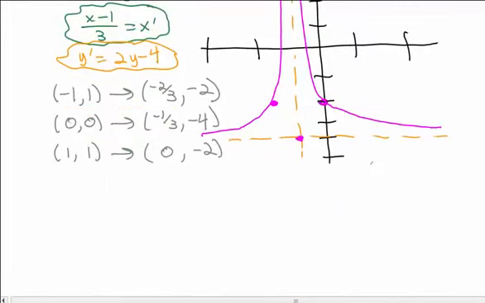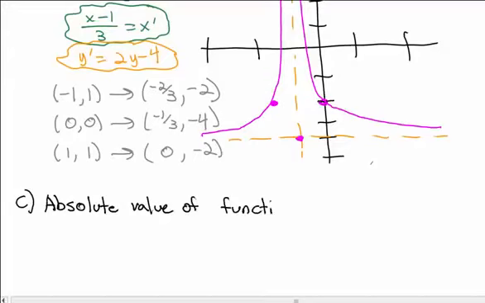I want to wrap up though by looking at one other thing. We're not going to spend a lot of time on it, but it's good to be exposed to it, is what happens when we take the absolute value of functions.